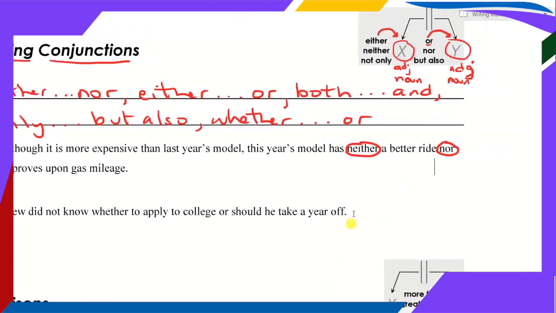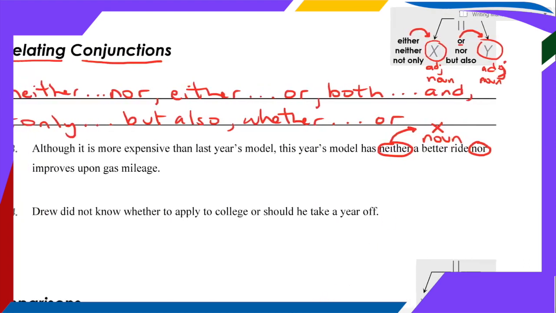And what we need to make sure of is the thing that comes after each half. We have an X here, and that is a noun. And then after the nor, what do we have? We have our Y, which is a verb phrase, improves upon gas mileage. The noun up here in the X position and the verb phrase down here in the Y position do not match. So we do not have matching pieces after each half of our correlating conjunction phrase.